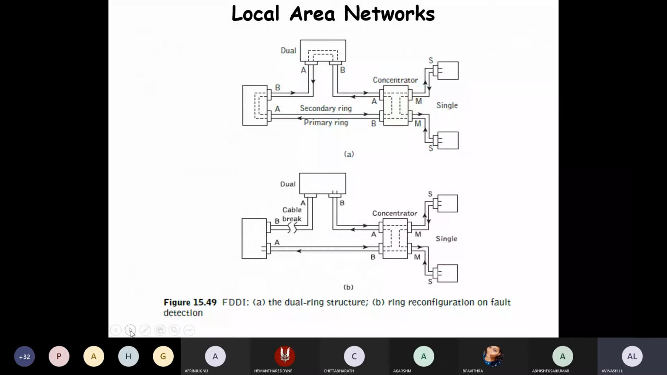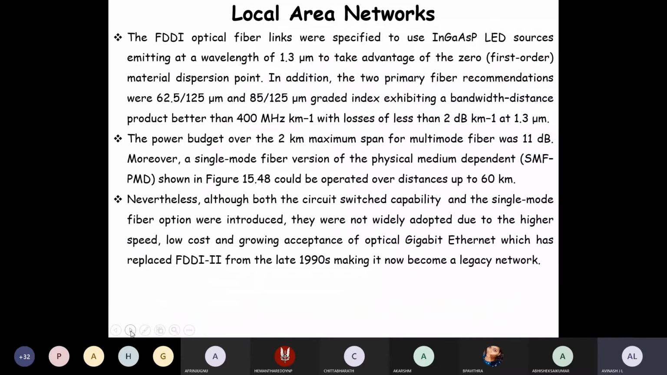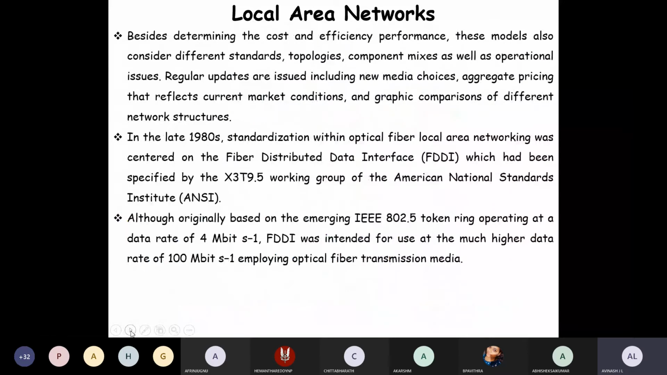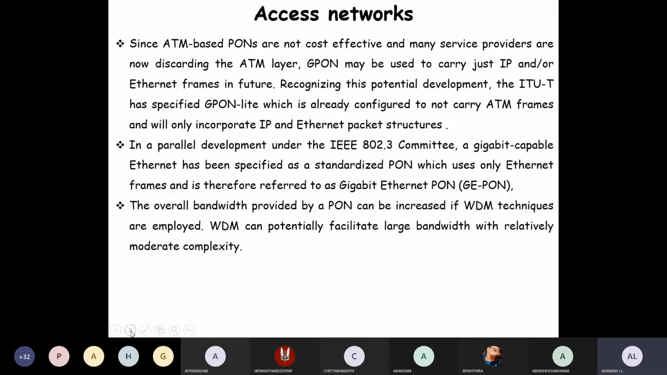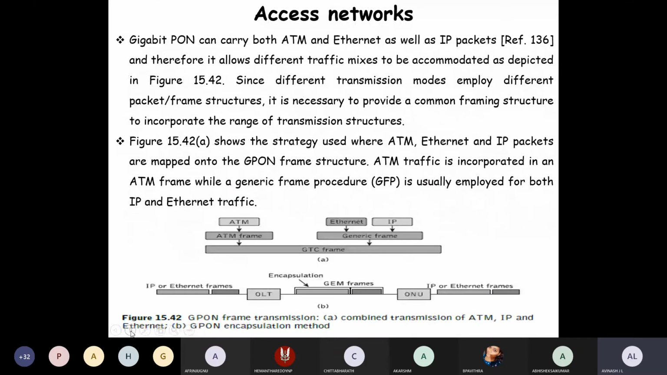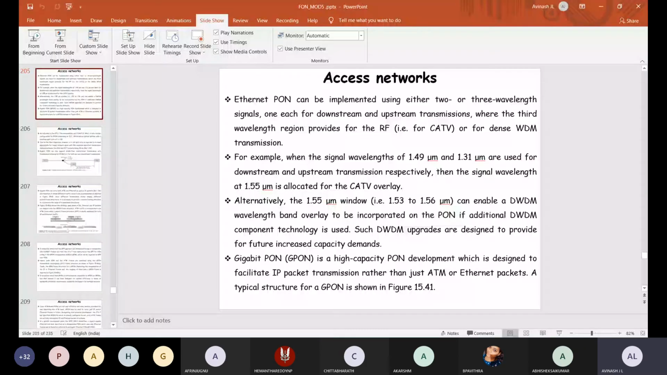You can see the dual ring structure, the ring configuration and fault detection, and how it works. You can see the primary ring and secondary ring, and how signals pass in the LAN network. These are the syllabus contents from your module 5. So by this I can say that we are done with your syllabus.